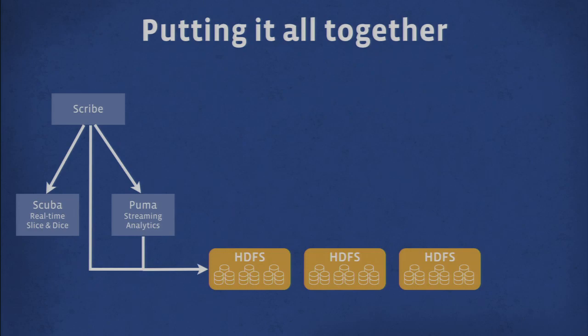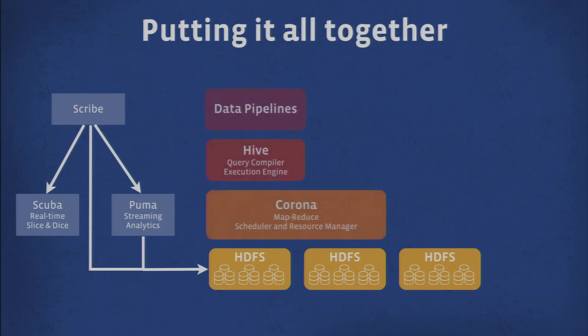One more thing, Scribe. So Scribe is logging data to Puma and Scuba. It's also sending data to HDFS, as I mentioned earlier. But what's happening is that we actually have data pipelines, which are running in the data warehouse constantly. Some of these pipelines have very, very tight deadlines. If we don't make them in time, we lose money, we have to pay people money. So they're pretty critical to the company.